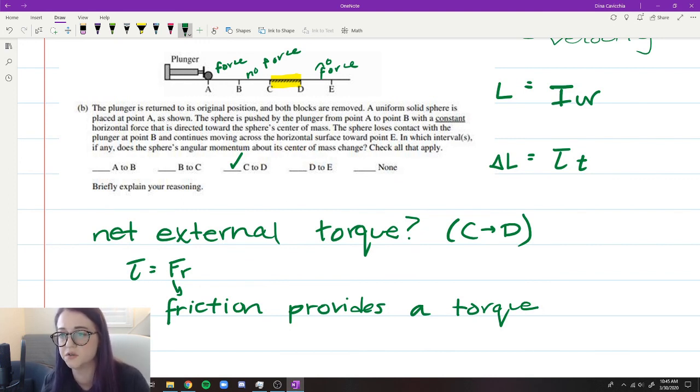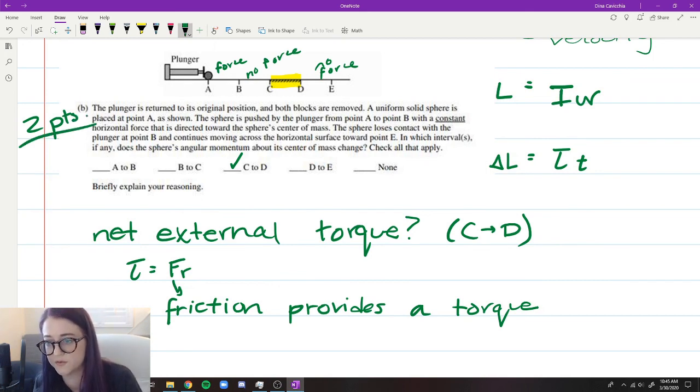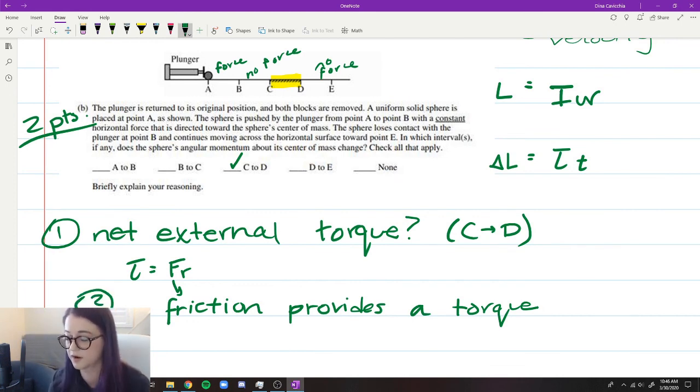So this was 2 points. And basically that you referred to that you were looking for somewhere that had a net external torque, and that friction is the force that provides that torque. So one place here that some students did lose points was just saying that there's friction from C to D and it slows down. You have to mention torque to get points. So that is 2019 question number 1. We're probably going to be going through all of the 2019 free response questions.